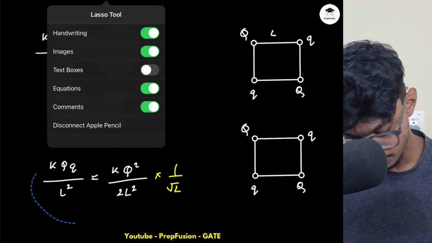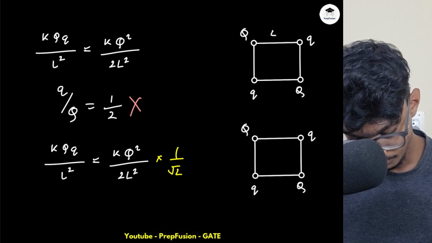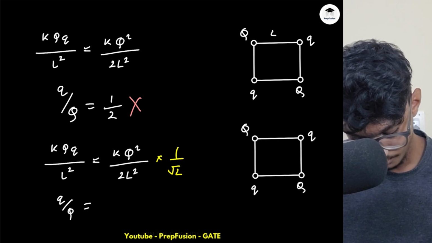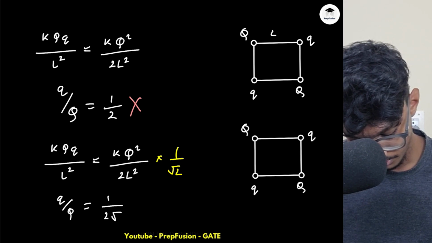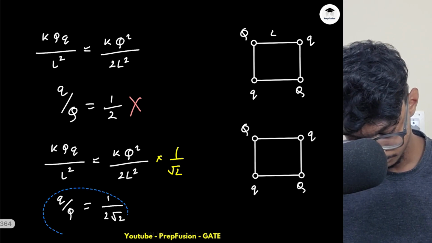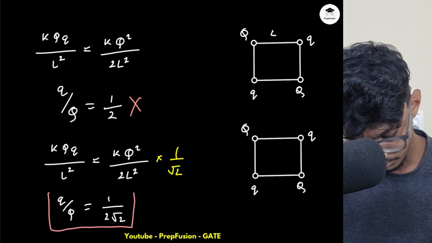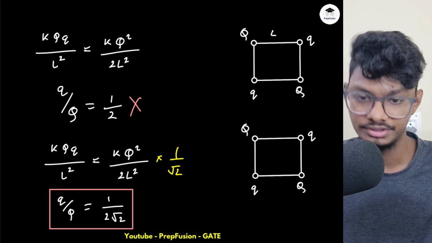Okay, so this will be equal to q by capital Q divided by 1 by 2 root 2. So this will be 1 by root 2. This will be the answer to this question.